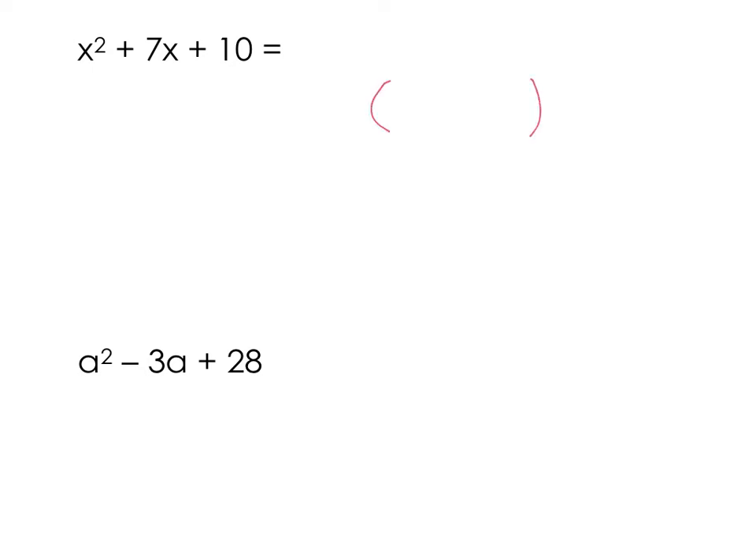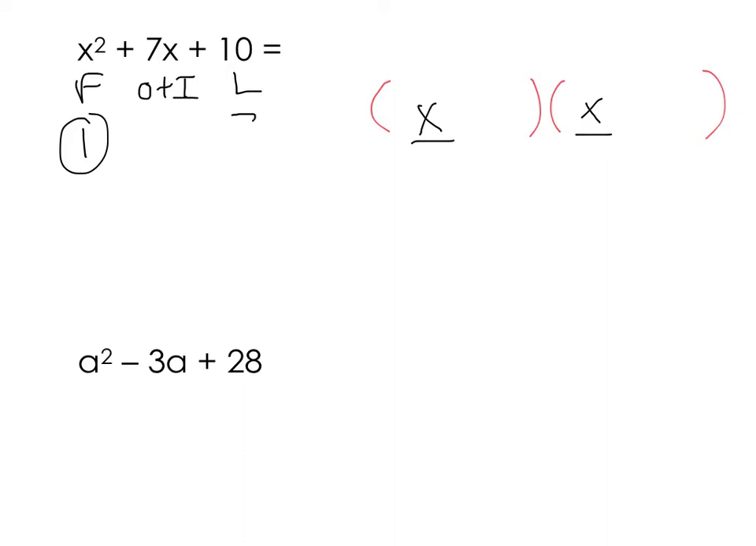Let's set up our parentheses. This is first, this is outside plus inside, and this is last. We want to first look at the first two terms. What times what will give us x squared? X times x. The second thing we do is we look at the last term. It's a positive 10. So these signs that go here must either be a minus times a minus. That would give us a positive. But what will give us a plus 7x? A plus and a plus. It has to be a plus and a plus.